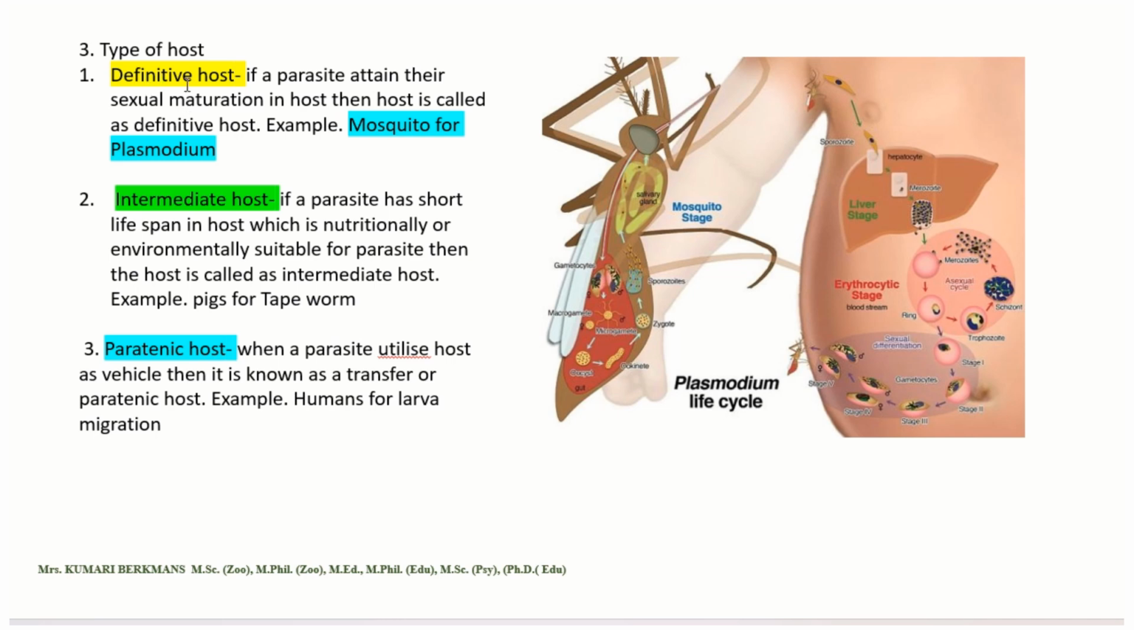What is definitive host? For example, this is the mosquito. Mosquito is the definitive host for the plasmodium. And this is the intermediate host. Human being is the intermediate host for this plasmodium. Okay. And what is intermediate host? Let us see. The best example is pigs for tapeworm.